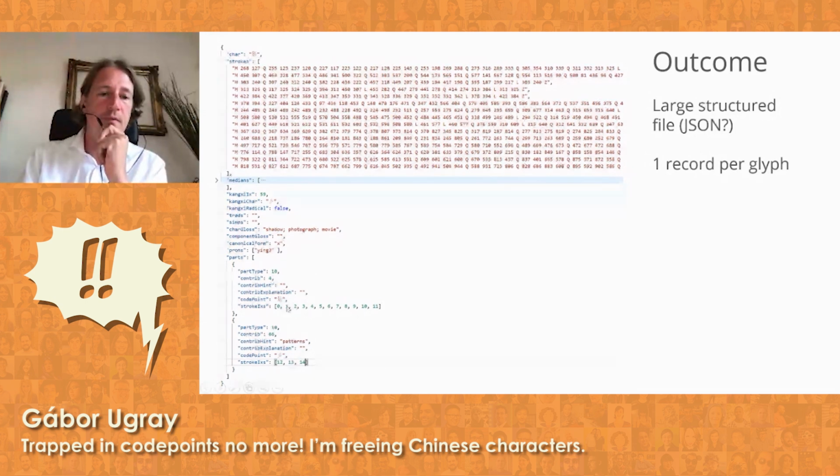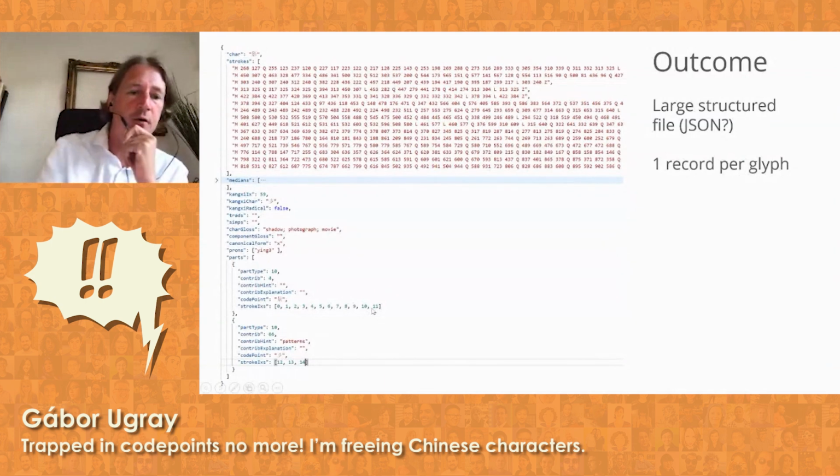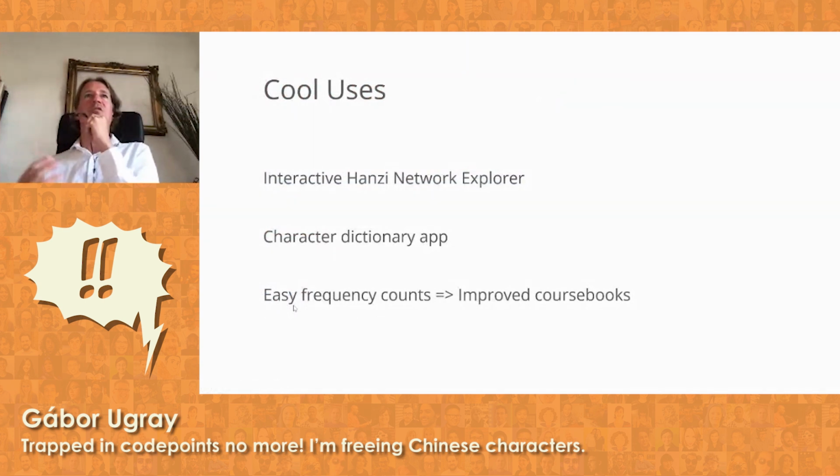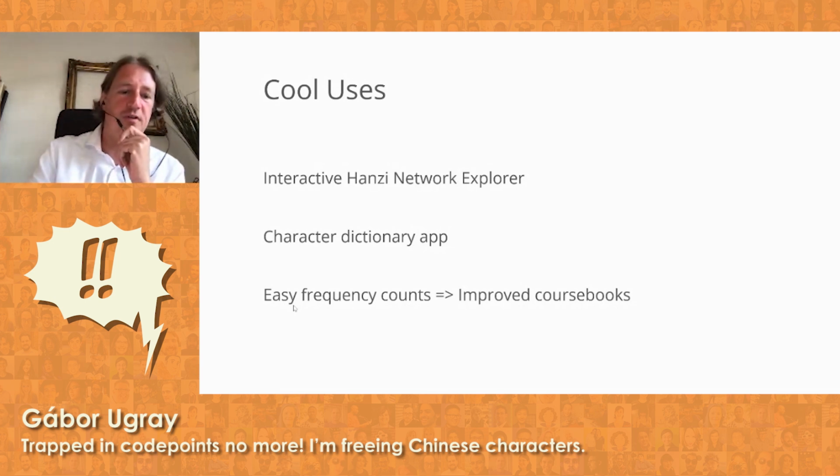Which strokes make up this element in the character? And also, what is the code point if it is actually also a thing on its own? And what are some of the cool uses once you finally have such a correct data set? I will show you 2 of these. I have a prototype for both.